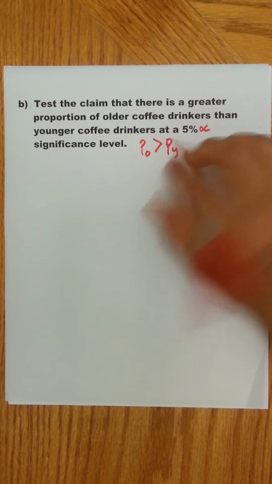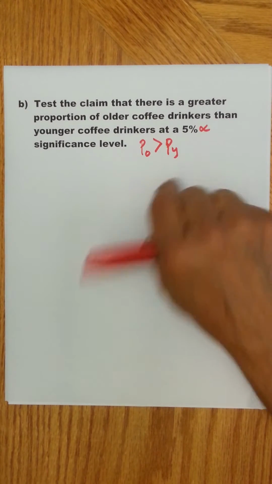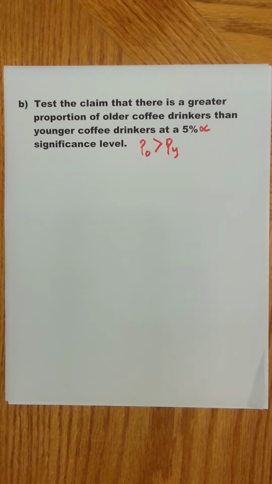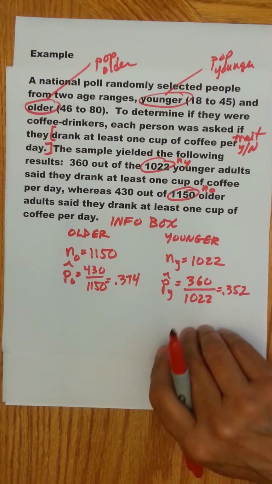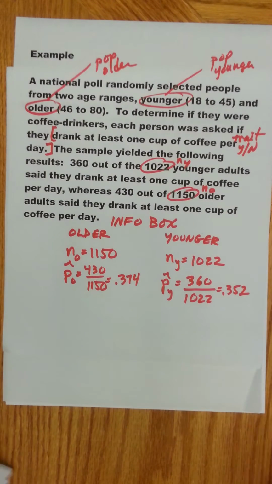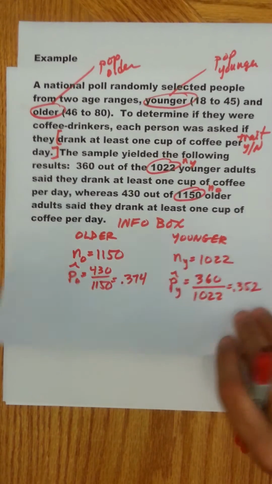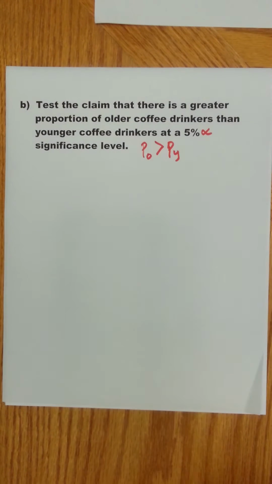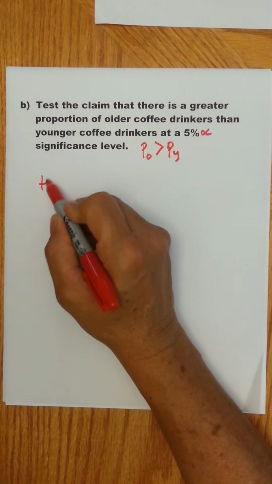And remember, not p-hats. These are claims about the entire population. Okay? So, our info box still stays the same. We're going to use all that. And now, let's go ahead and start the process. We're going to do a hypothesis, right?